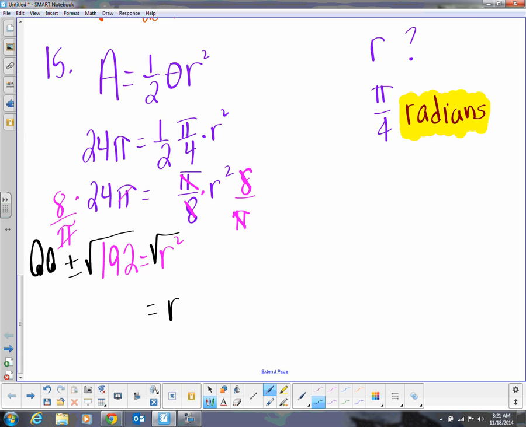My intermediate algebra kids are having to do this, and what did they forget? The plus or minus. And that created a problem: they only got one solution when they should have had 2. So I'm trying to keep you from doing that. So when you square root, you get 13.86. I didn't give you units on that problem, so you wouldn't know.